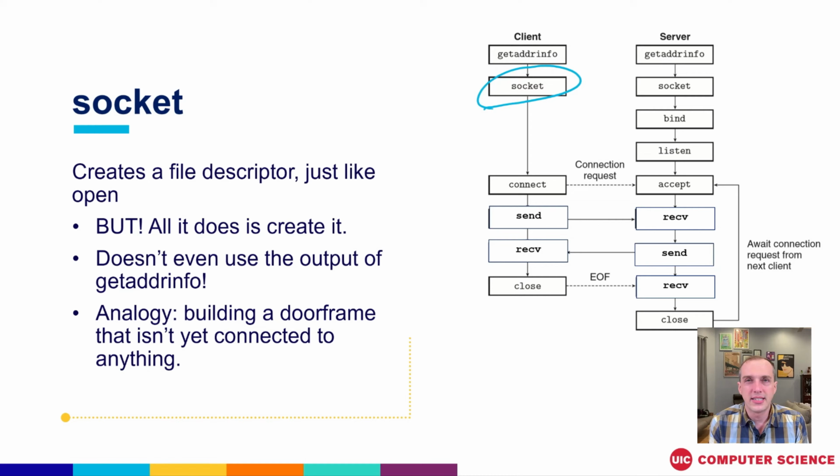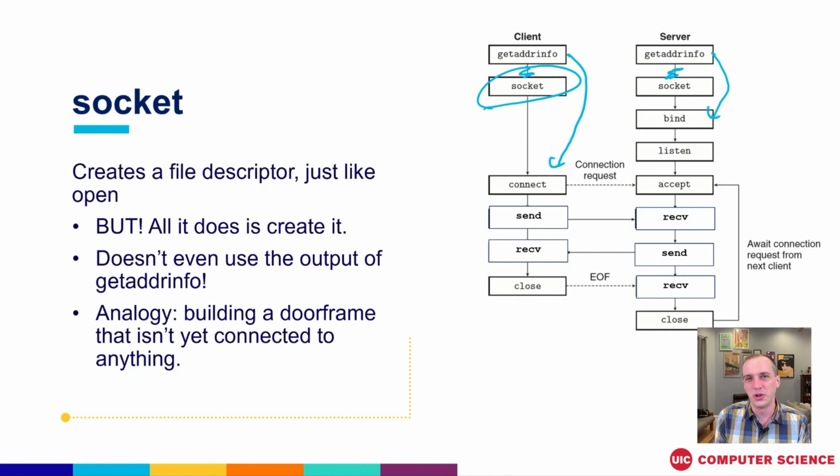So socket creates a file descriptor just like open does, but all it does is create the file descriptor. It doesn't connect it to a stream of bytes coming out of a file or a connection like open does. A file descriptor created by socket doesn't do anything. It doesn't even use the output of getaddrinfo. So in this diagram, the output of getaddrinfo gets sent to connect, the output of getaddrinfo goes to bind, but it doesn't actually come through here.